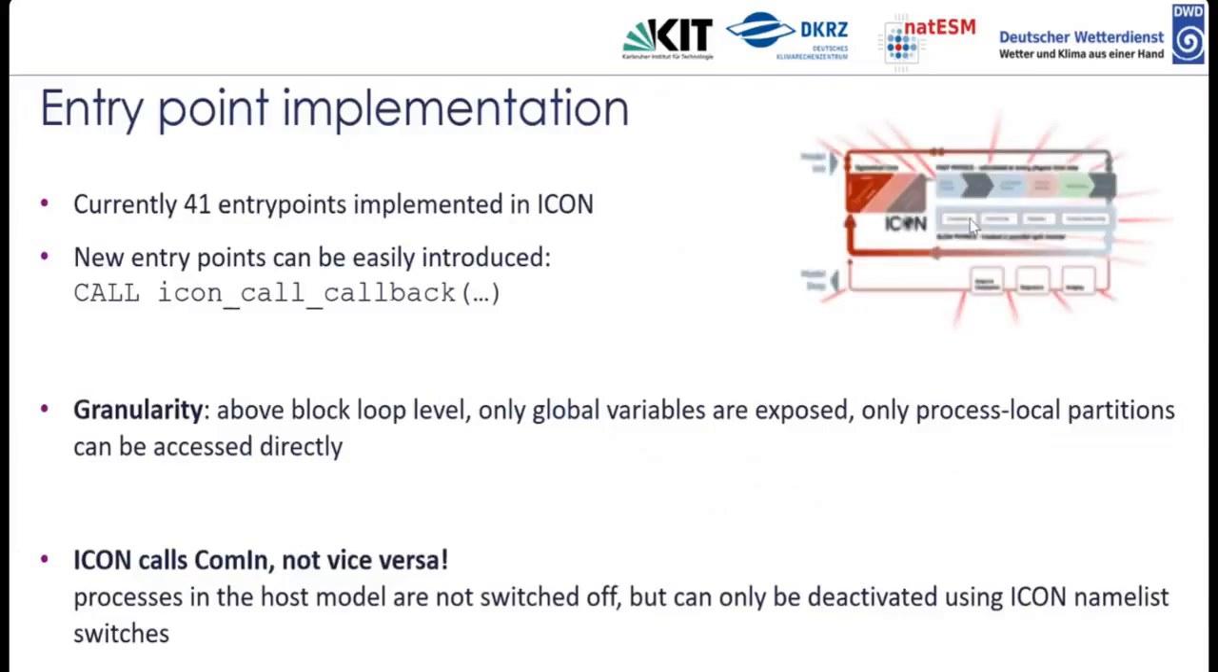I showed this figure to explain the concept of the entry points. Currently we have 41 entry points implemented in ICON, and new entry points can be added easily, just by calling a subroutine in the ICON source code here. But an important note is that the granularity of the entry points is above block loop level. It means that only the global variables are exposed from ICON to ComIn plugins. For example, some local buffers in some subroutine in ICON are not exposed, so you cannot access them.